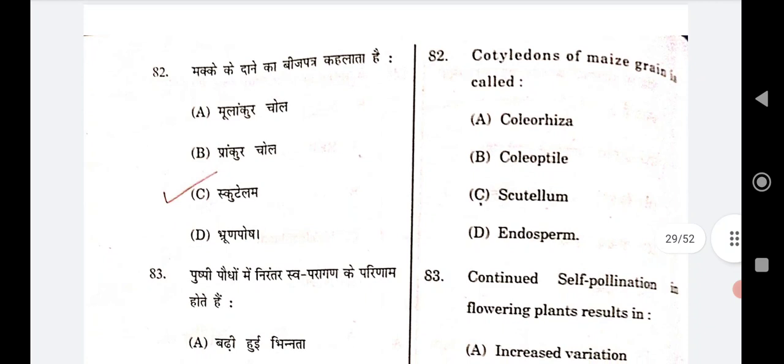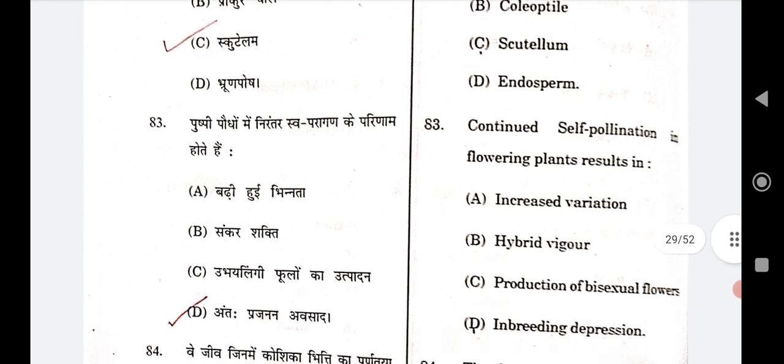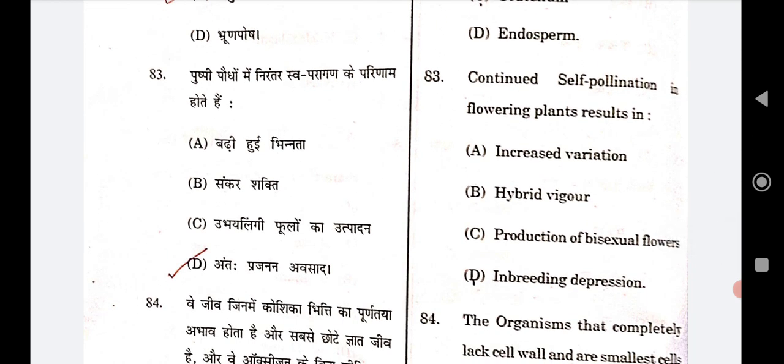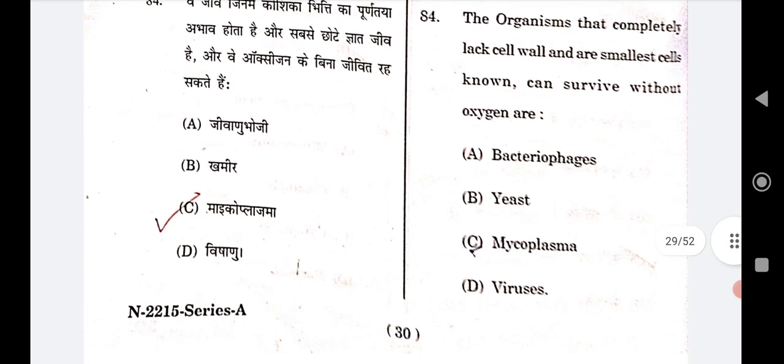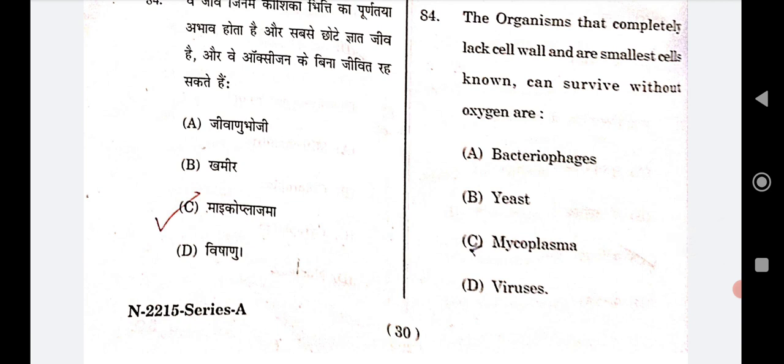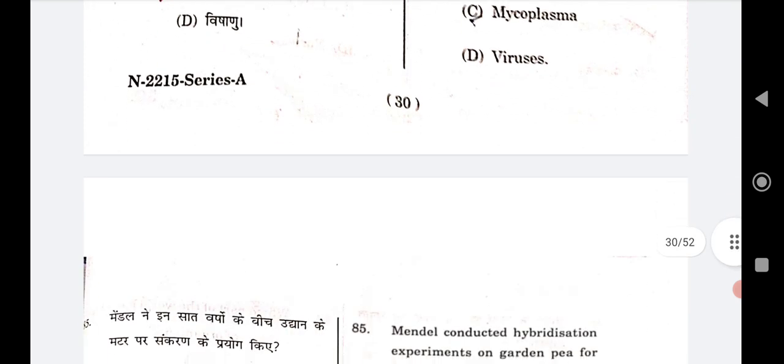So next question is, the cotyledon of maize grain is called, so correct option is scutellum, that is C. Next question is, continued self-pollination in flowering plants results in inbreeding depression. D is the correct one. Next question, the organism that completely lacks cell wall, is the smallest cell known and can survive without oxygen, is mycoplasma. C is the correct one.